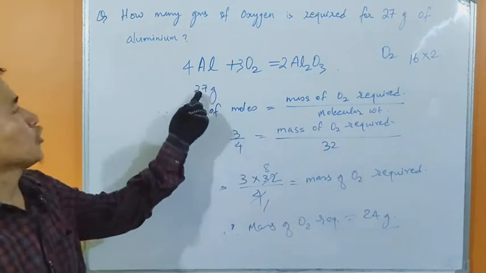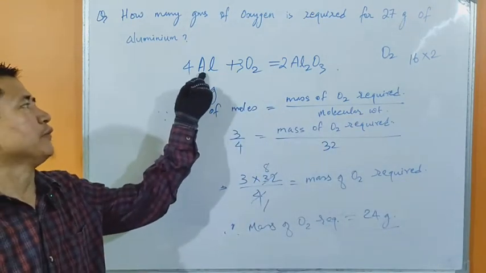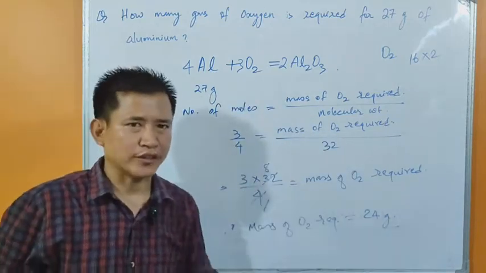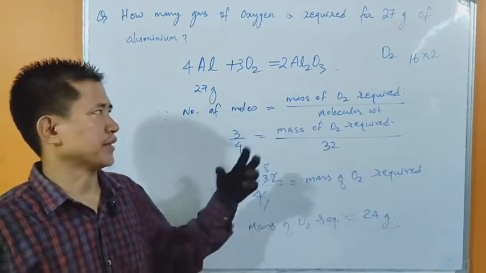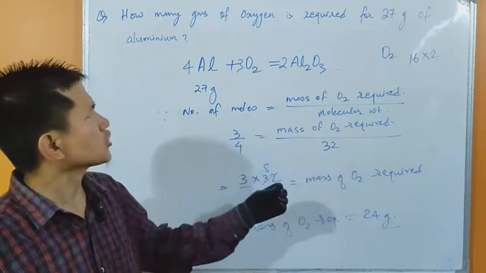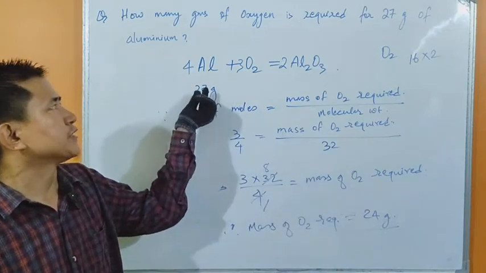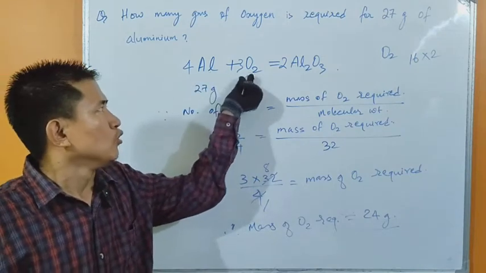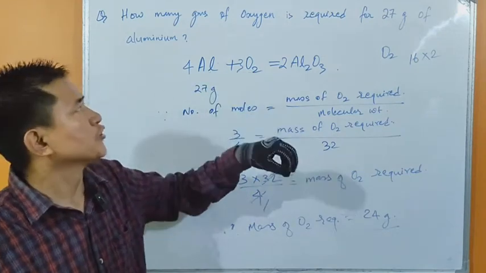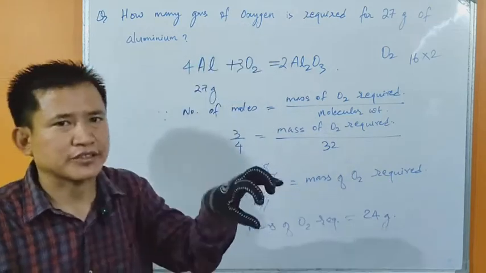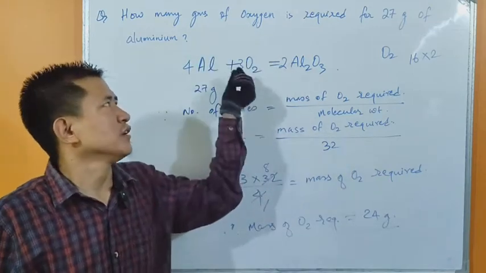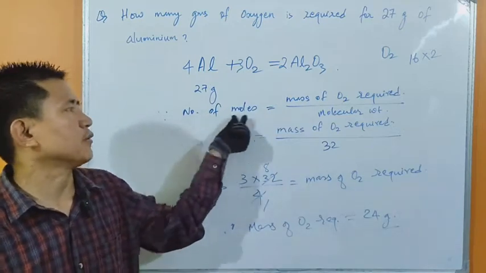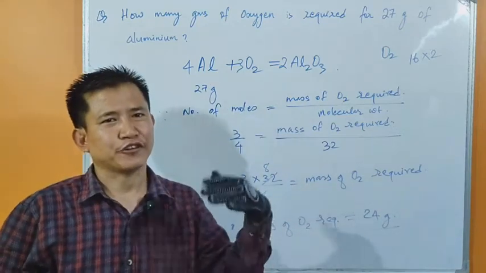Okay, 27 gram of aluminium requires 24 gram of oxygen. This is how we solve numerical problems by the mole concept. First of all, when the mass is given, we need to find the number of moles. After that, for the substance whose mass is asked, we need to find the moles of that particular substance. After finding the moles of that substance, we can find the mass easily by applying the formula number of moles. Let us go for question number 3.